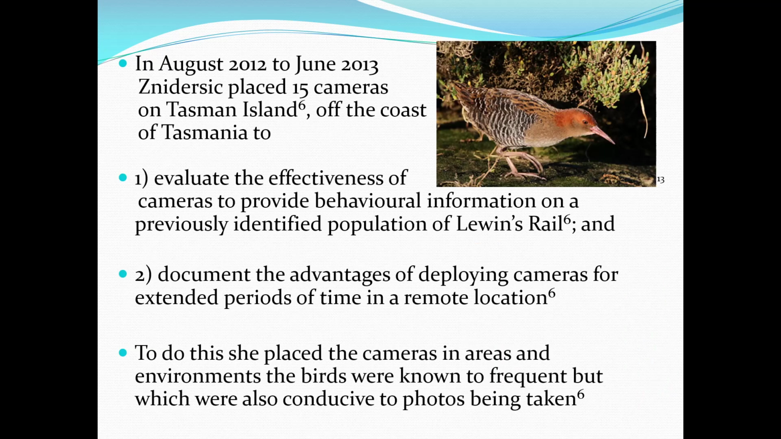Between August 2012 and June 2013, Snyder placed 15 cameras on Tasman Island to look at behaviour from the Lewin's rail, and also to document what the advantages of deploying cameras for extended periods were. So to do this, she placed cameras in areas where she knew the birds were going to frequent, but also within that pool of sites, she picked the ones that were most conducive for photos being taken as well.